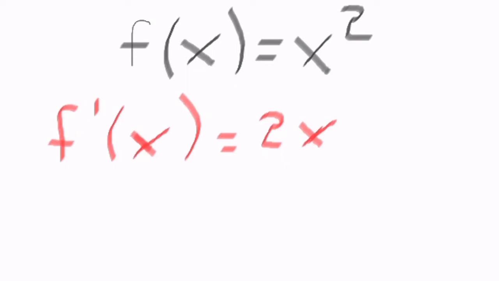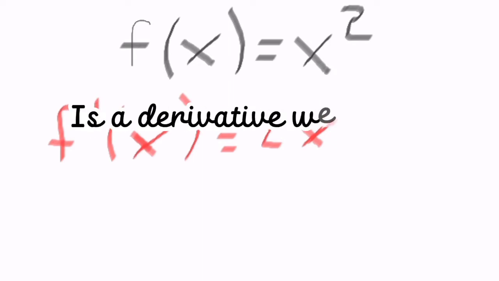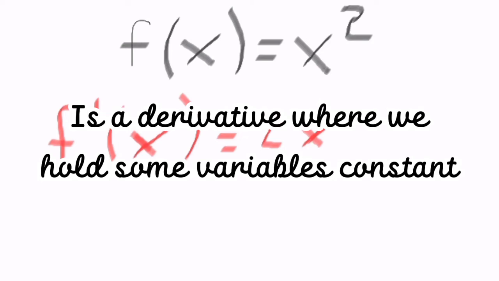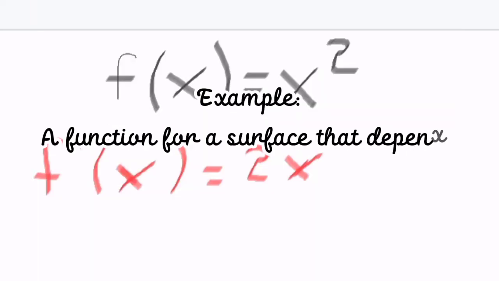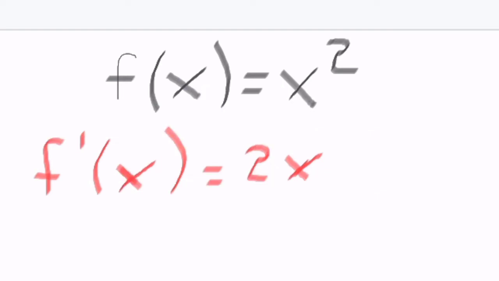So for today's video, we have another topic, and this topic is entitled partial derivatives. To define the partial derivatives, it is a derivative where we hold some variables constant. Like in this example, have you seen the graph? For example, a function for a surface that depends on two variables x and y. When we find the slope in the x direction while keeping y fixed, we have found a partial derivative. Or we can say that we can find the slope in the y direction while keeping x fixed.